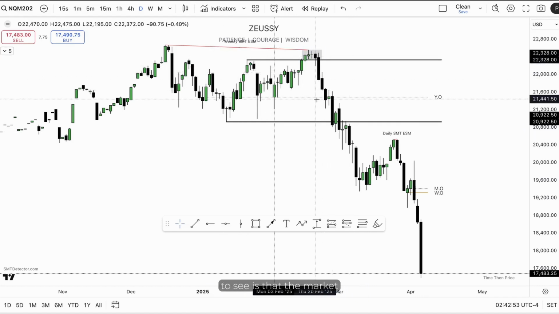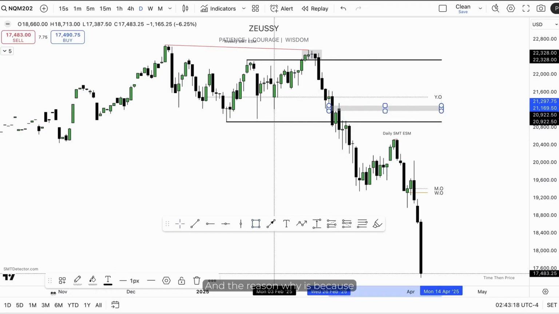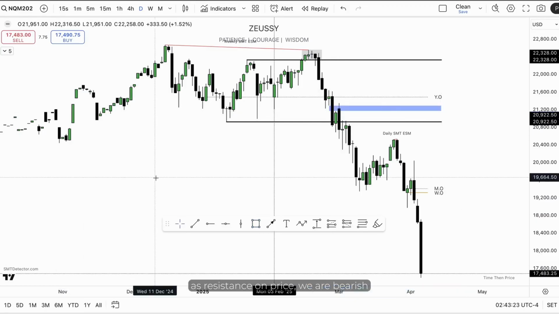So what I would like you to see is that the market failed to utilize the January high as support on price and rolled over. What is it drawn towards? Well, the market is drawn towards January low, which is right here. Notice that we slammed through that low with this big downward candle, and we then see a CB get created right here. We can extend this CB to the right. And the reason why is because as long as this CB functions as resistance from price, we are bearish and we are expecting lower prices to come in.